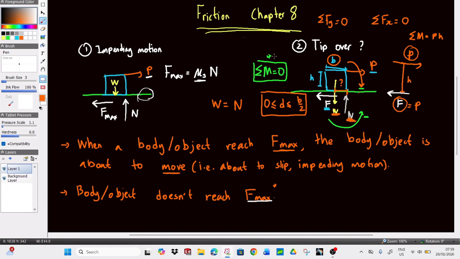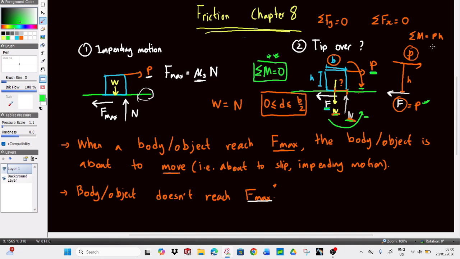In order to keep your moment equal to 0, you also want to create an opposite couple moment between W and N. But if your P keeps increasing, it will of course affect your F, eventually to the point that your couple moment will increase.